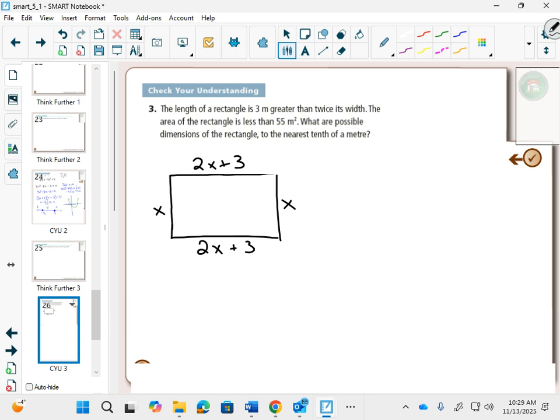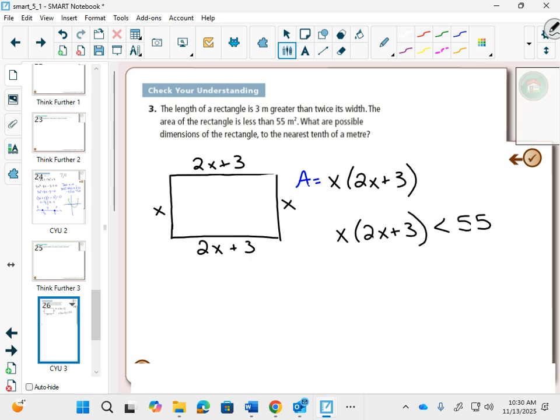Now we know that the area of the rectangle is less than 55, so I would find area by doing length times width. That would be my area. Maybe I'll just temporarily say this is my area. And what do I know about that area? That area is less than 55. And now we have to come up with possibilities of solving for this.